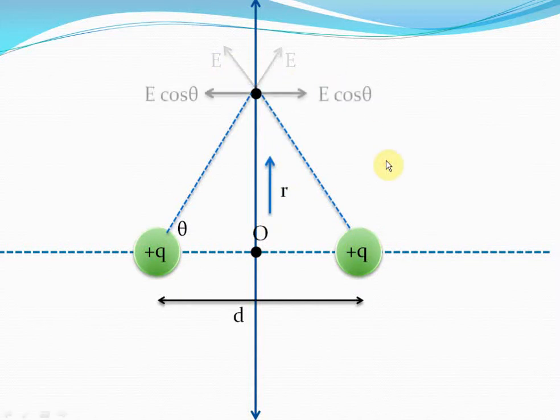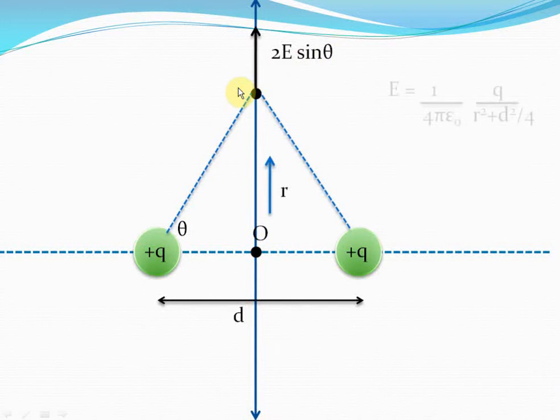That means that the components E cos theta and E cos theta will cancel each other. Isn't that so? The components E sin theta and E sin theta will add up, however. So the net electric field because of two identical positive charges will be along the y-axis and will not be along the x-axis. That is clear, isn't it? We can even calculate the magnitude of this electric field along the y-axis.